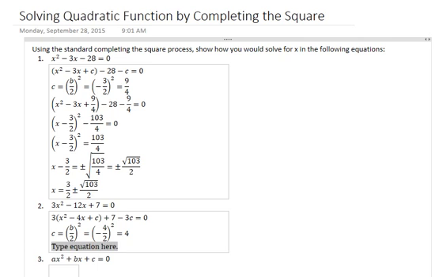Let's go ahead and plug that in. 3 times x squared minus 4x. If I could type, that'd be great. Plus 4. Plus 7 minus 3 times 4 is 12. Cool.